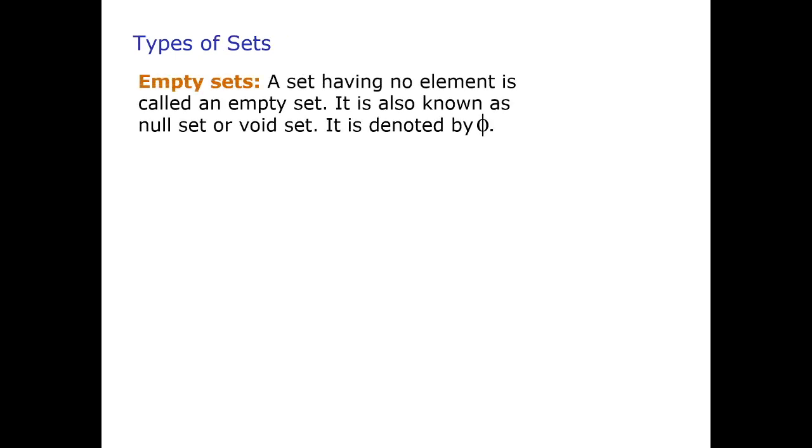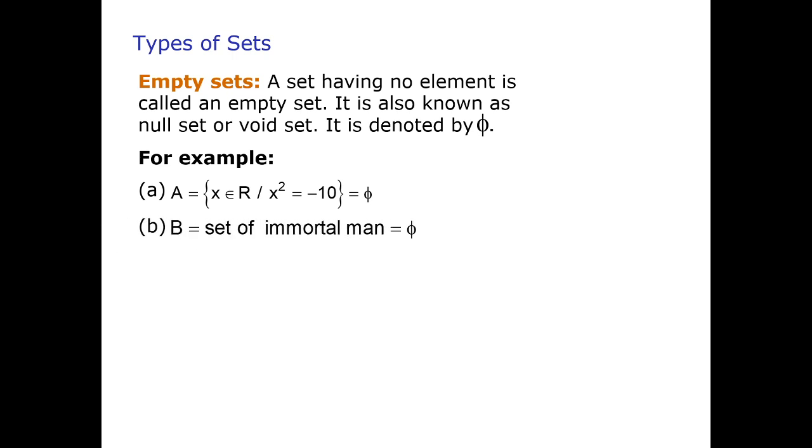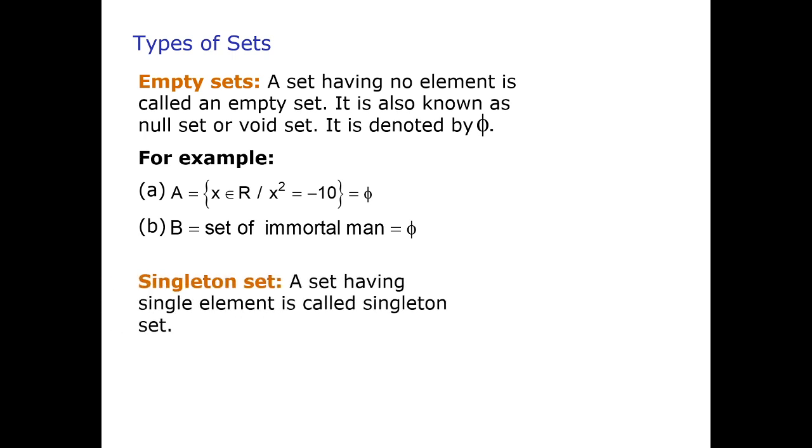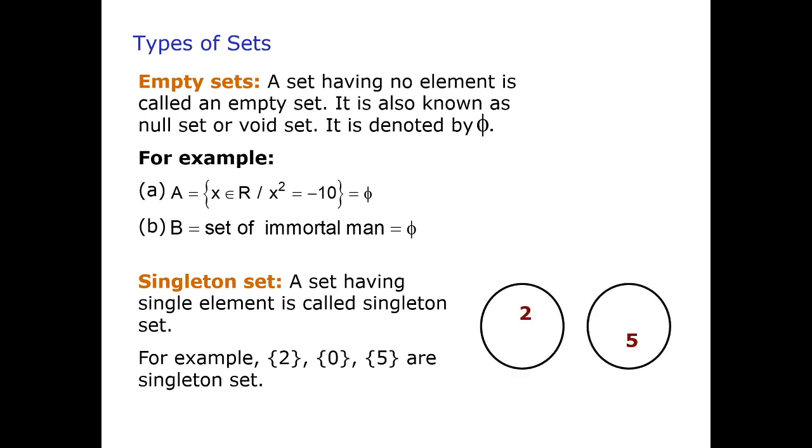Empty set. A set having no element is called an empty set. It is also known as null set or void set. It is denoted by phi. For example, a collection of all those real numbers whose square is negative, which is impossible, so it is an empty set. Another example is the set of immortal men, that is again empty. Singleton set: a set having only a single entry is a singleton set, namely singleton 2, singleton 0, singleton 5. As the name suggests, it has only one member.